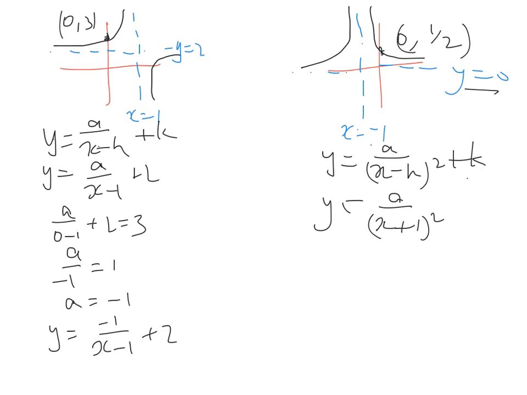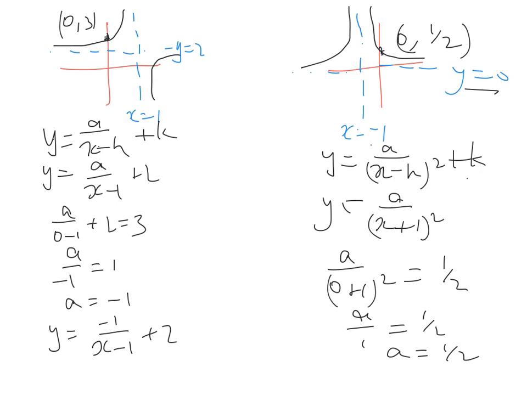Okay, so now that we've got the equation, we'll substitute our x for 0 and y for a half. So we'll have a over 0 plus 1 squared equals 1 over 2. From there we've got a over 1 equals 1 over 2, so a equals 1 over 2.